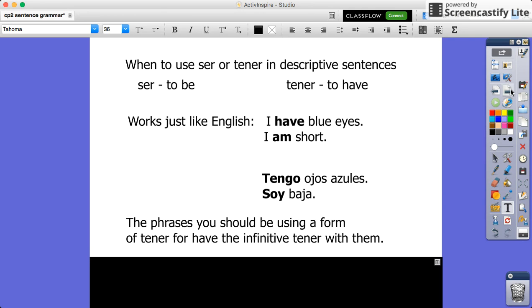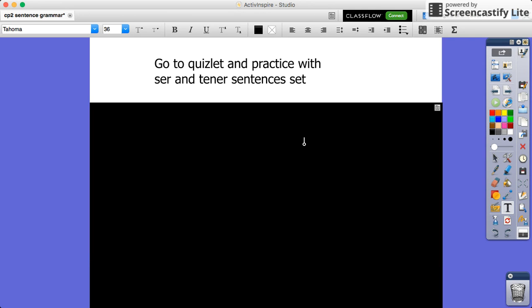So for a wee bit of practice, okay, go to Quizlet and practice with the ser and tener sentences set. Once you're feeling pretty comfortable with it and you feel like you have a handle on when to use ser or tener, you can use that information to go back into your writings, the two writings that you did on Schoology, and make some corrections.